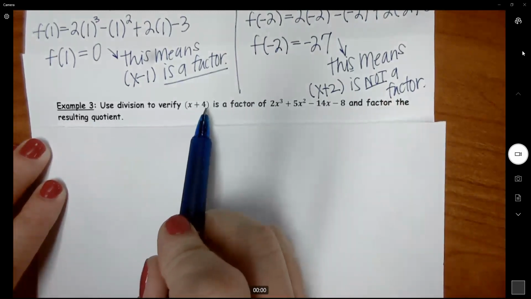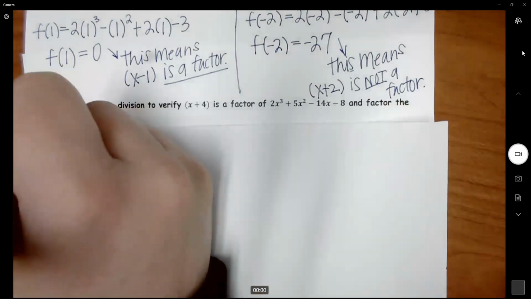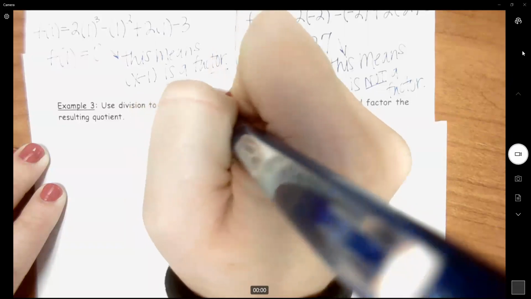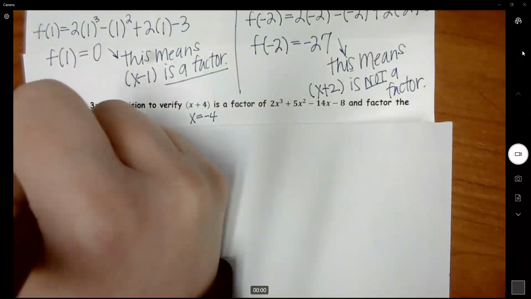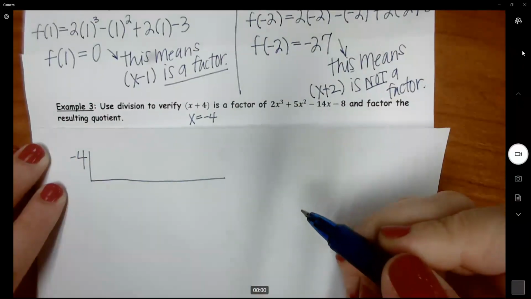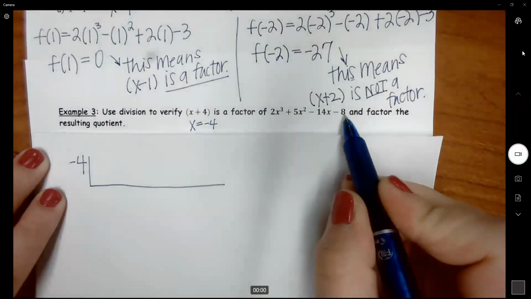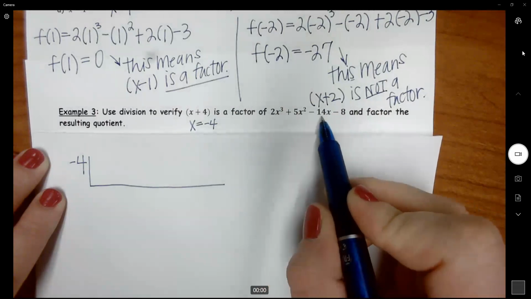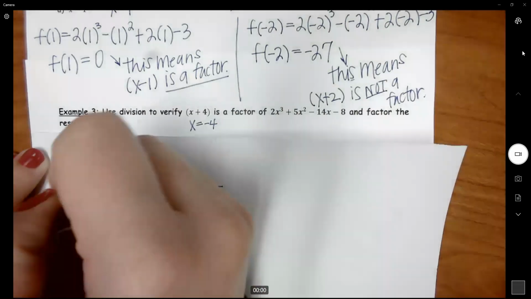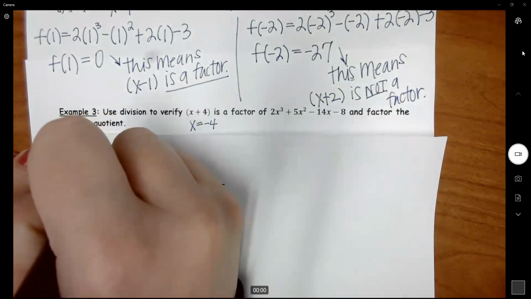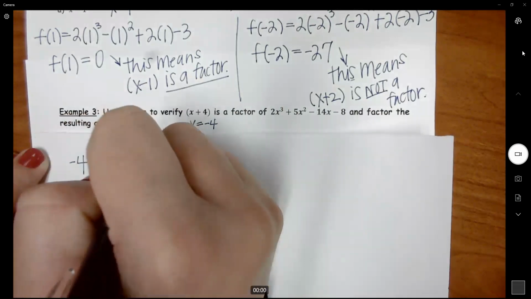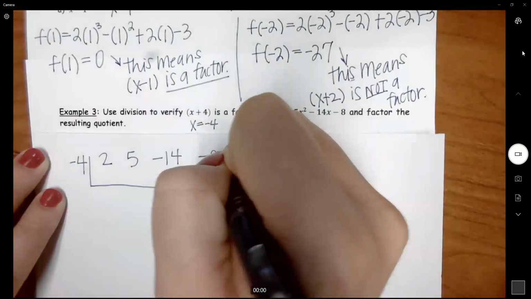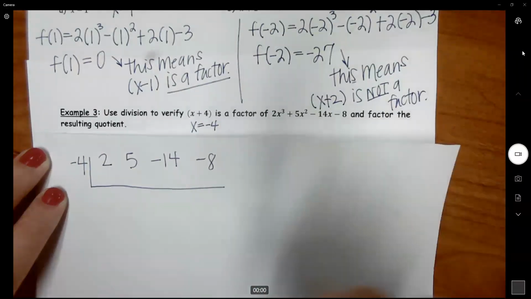X plus 4, if you set that equal to 0, you'll subtract your 4 and we'll get x equals -4. So I will put that on the outside. And then I'm going to put my coefficients. And notice that it's not skipping anything. You've got x cubed, x squared, x, constant. So I don't have to put a 0 placeholder. So we've got 2, 5, -14, and -8.